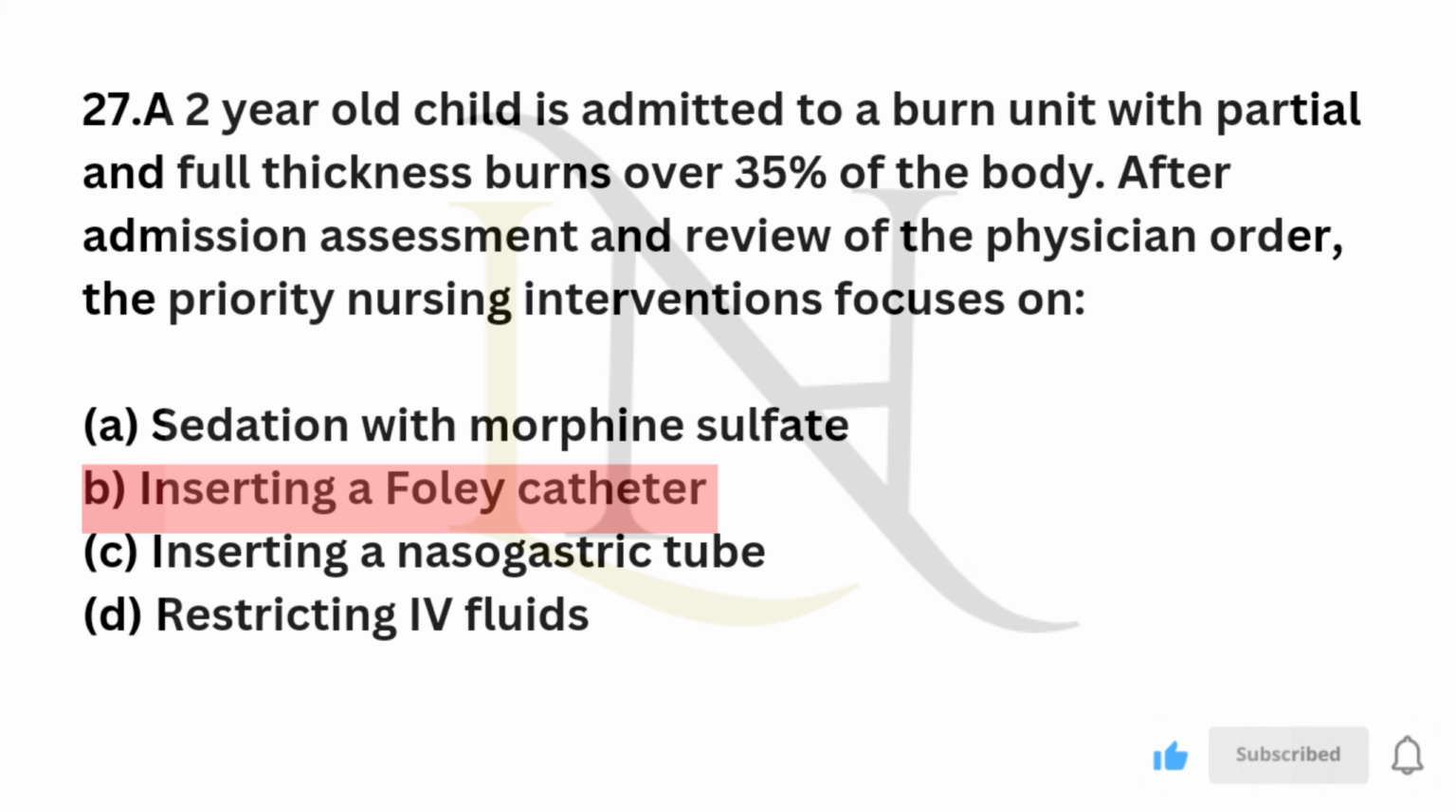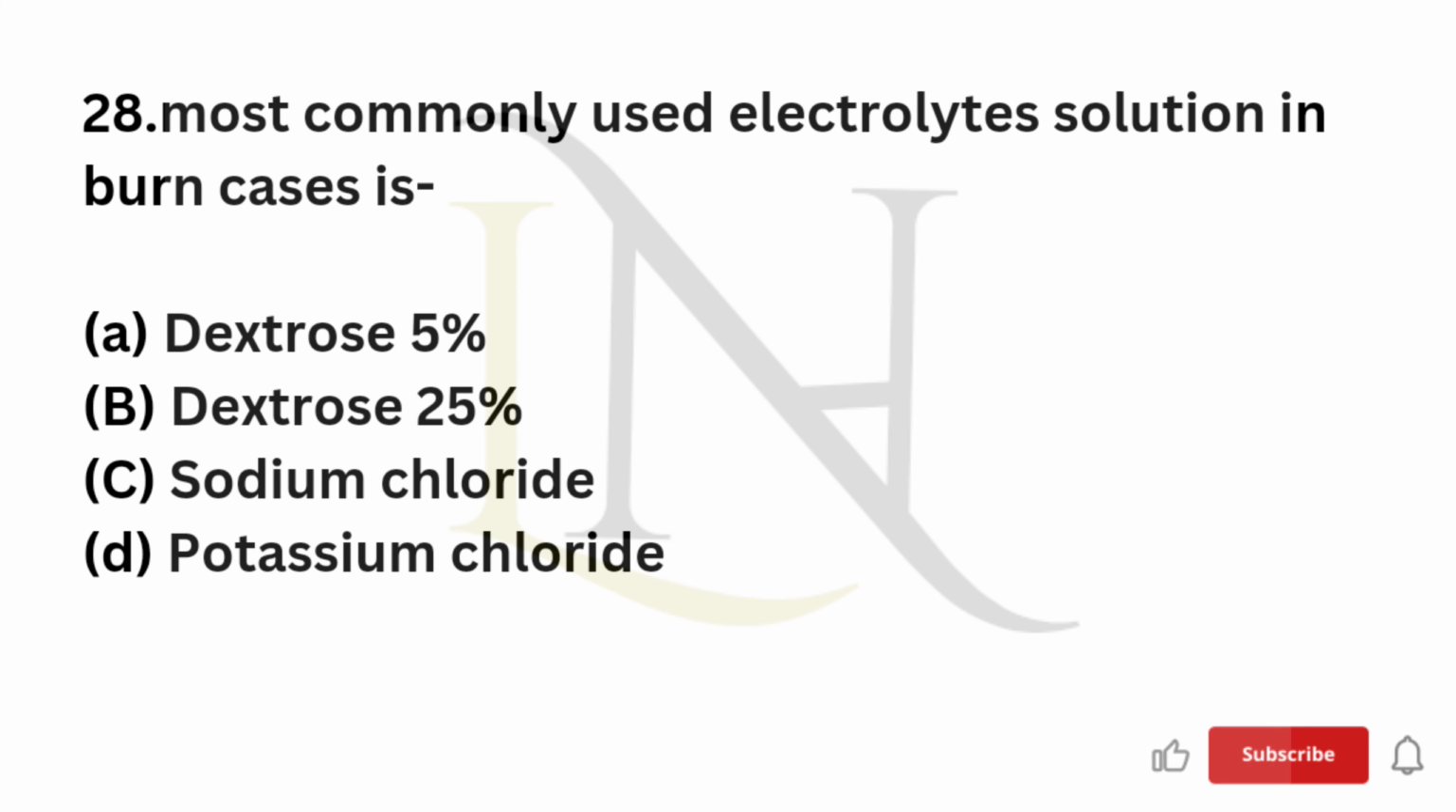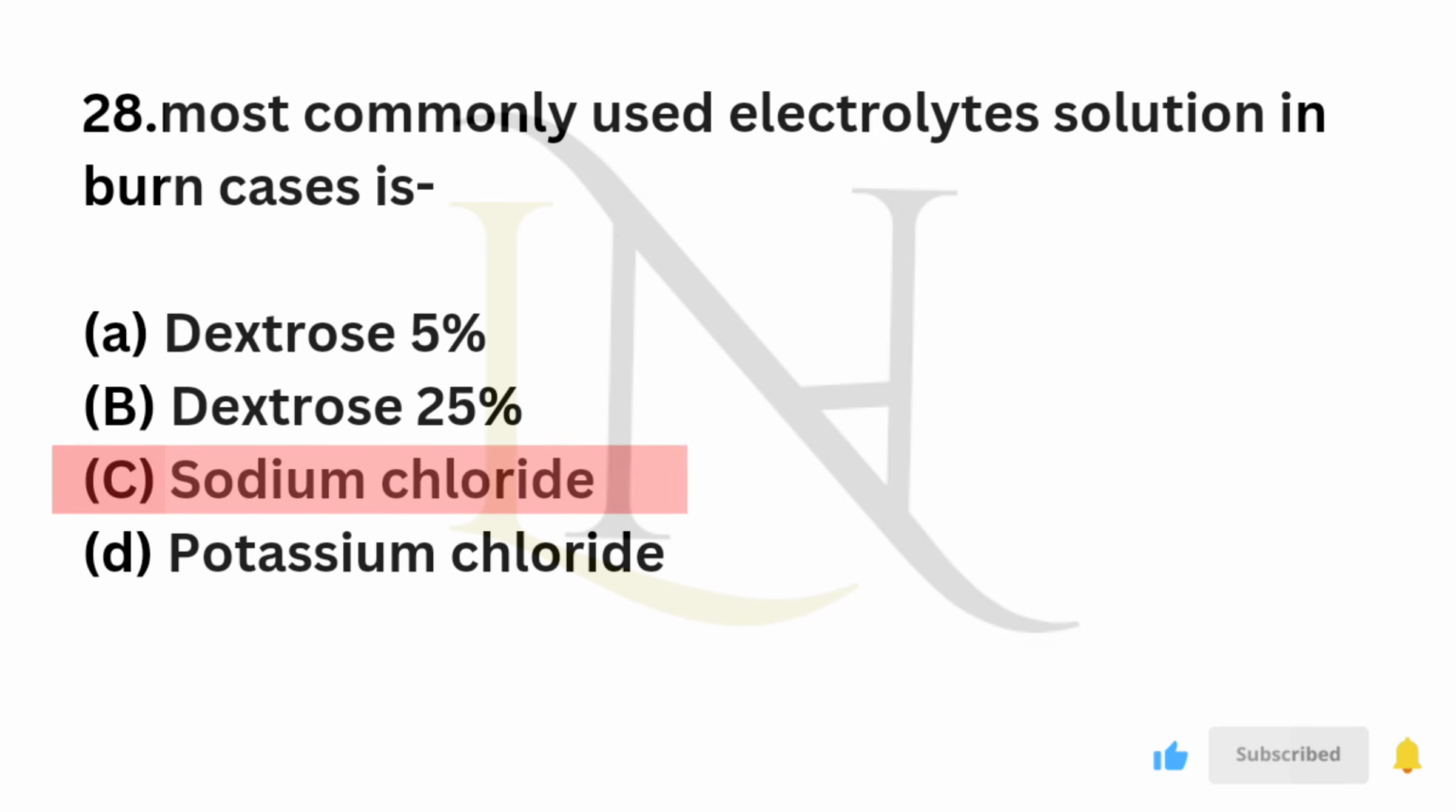Next MCQ. Most commonly used electrolyte solution in burn cases is option A, dextrose 5%, option B, dextrose 25%, option C, sodium chloride, option D, potassium chloride. Answer is option C, sodium chloride. Next MCQ.